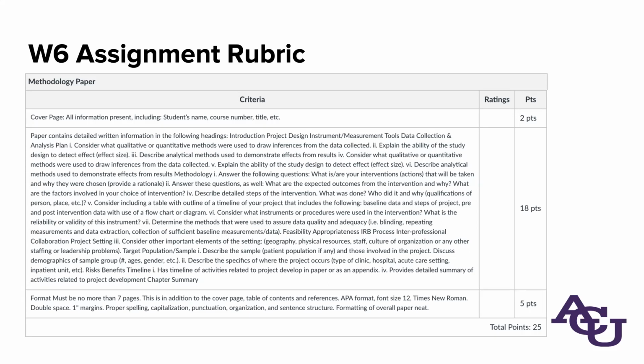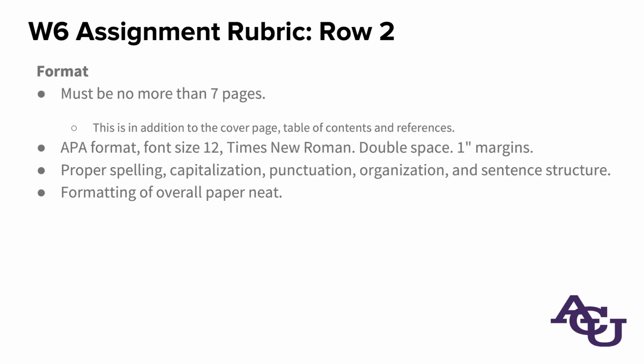All right, there are a couple other things we need to track here, one of which is the paper formatting. This is the last item in the rubric, to say that it should be no more than 7 pages of content. So the cover page, the table of contents, and references, that is, the front matter and the back matter, are not counted. It's just the body of your paper should be no more than 7 pages. The rest is pretty standard. Follow APA formatting, 12-point Times New Roman font, double spacing, etc. Make sure that you format this so it looks and reads clearly.